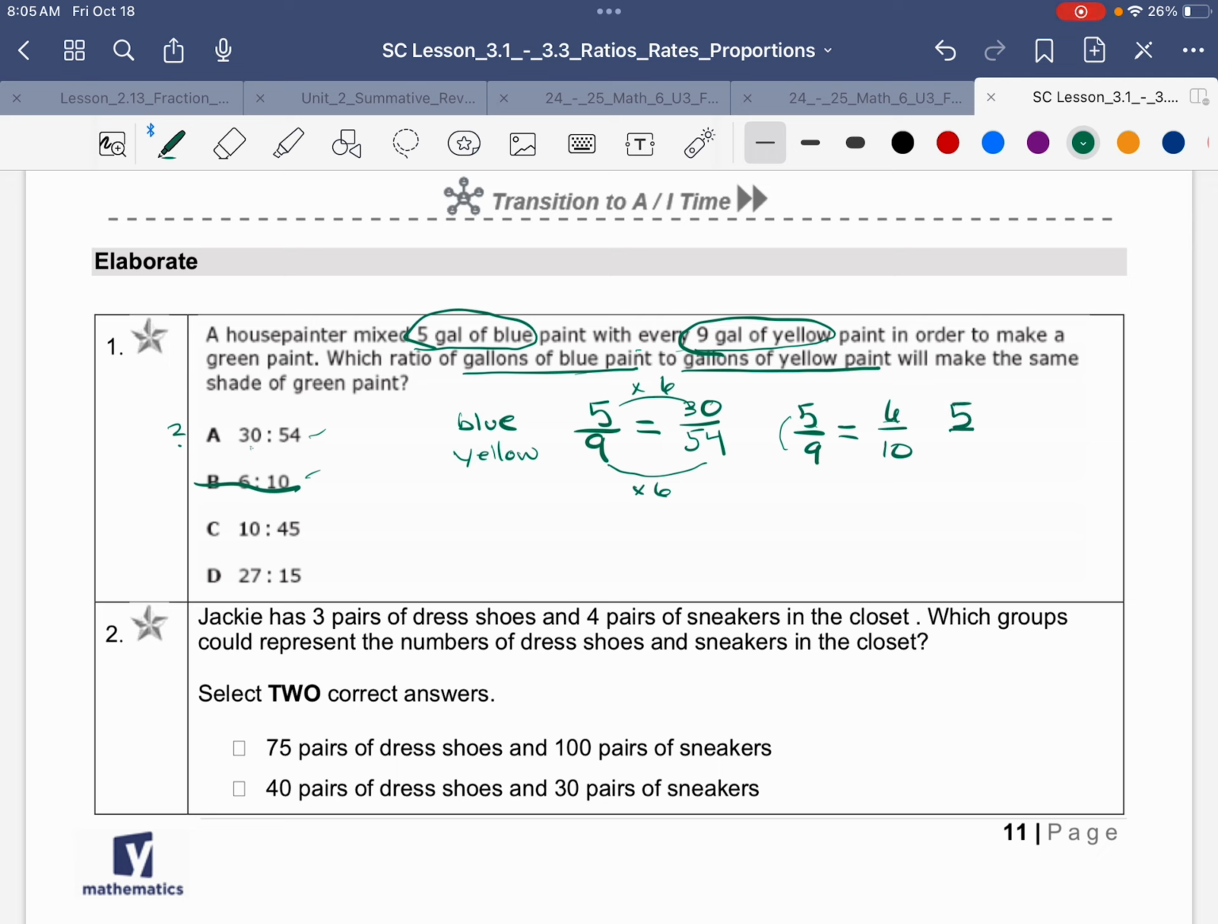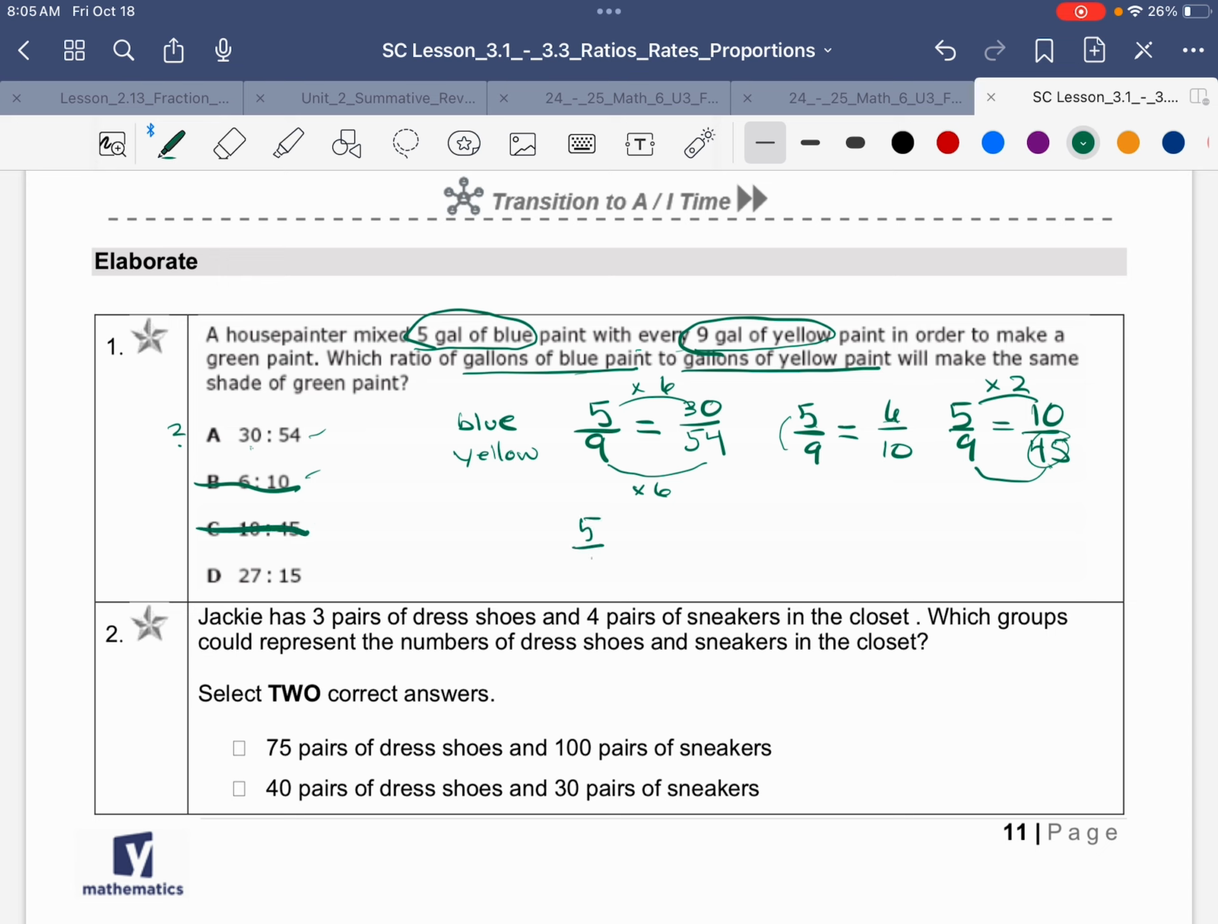Let's look at 5, 9, 10, 45. Scale here would be times 2. But here, if we did times 2, it would be 18 on the bottom. This is really times 5. So this is out. You got to use the same scale factor.